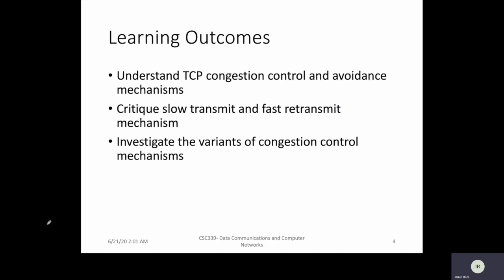The learning outcomes of today's lecture are, at the end of this lecture, you should be able to understand TCP congestion control and avoidance mechanisms and its variants. You should be able to critique fast retransmit and fast retransmission mechanisms, and you should be able to argue why we need to have a fast recovery mechanism in place. You should be able to investigate the variants of congestion control mechanisms.